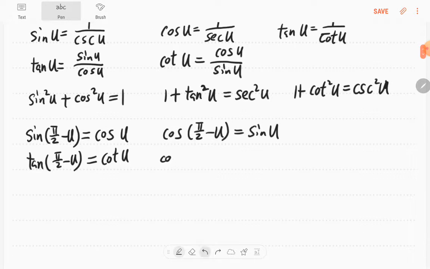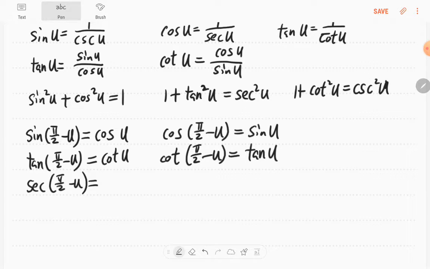Cotangent of pi over 2 minus u is equal to tangent of u. Secant of pi over 2 minus u is equal to cosecant u. Cosecant of pi over 2 minus u is equal to secant of u. So these are called the cofunction identities. The cofunctions of complementary angles are equal, right?